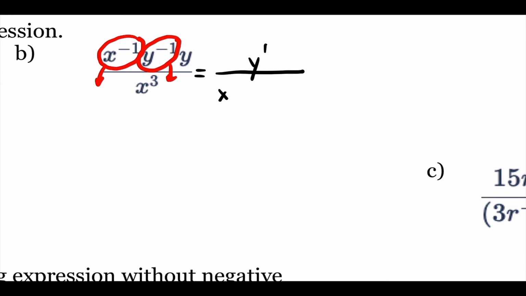Now on bottom, I have an x to the first and a y to the first that moved. And then I also had the x to the third power. That guy stays because it didn't have a negative, so it doesn't have to go anywhere. Only has to go somewhere if it has a negative exponent.